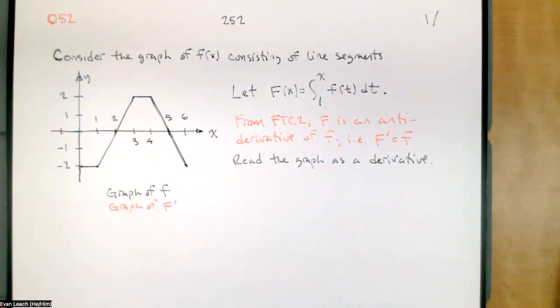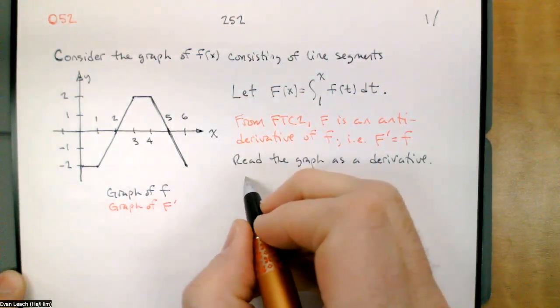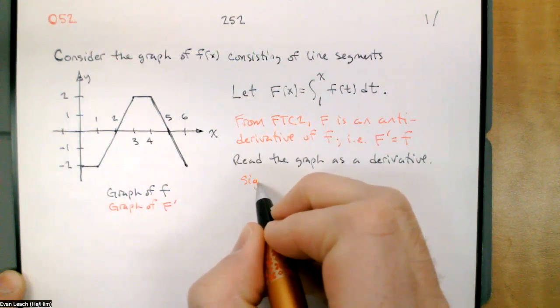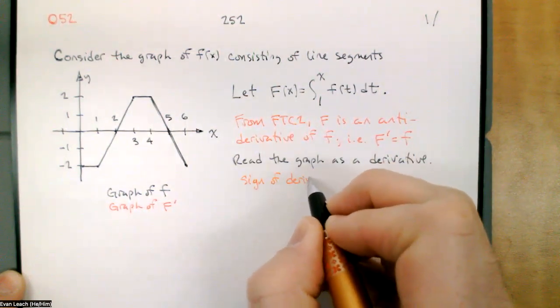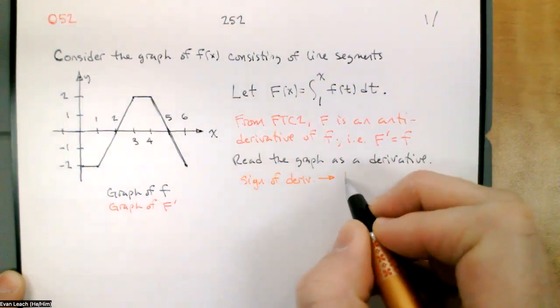We know that when the derivative is positive, our function is increasing. So when I talk about reading the graph as a derivative, that means the sign of the derivative tells you about the direction of the function.